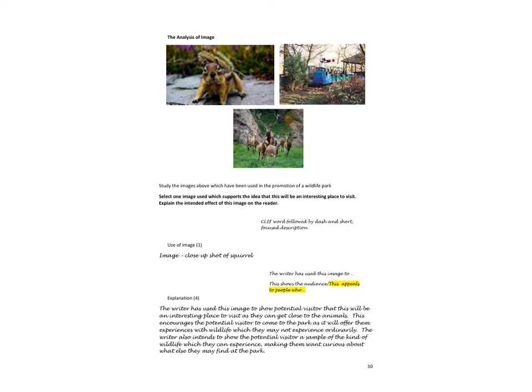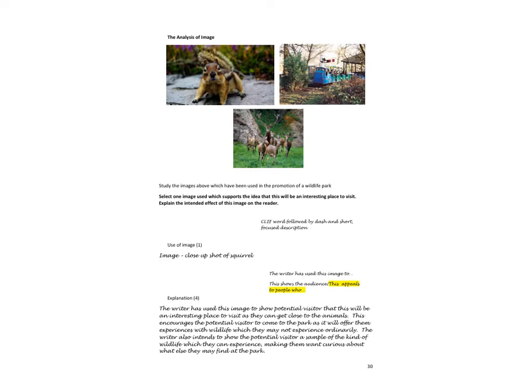Then you have to repeat this for your second key feature, so you have to pick a different one. For example, you can't write about colour twice, but you can do colour and image. Also, just notice that I've added to your notes an extra prompt: this appeals to people who, because that'll help you to think about the audience of the particular text.